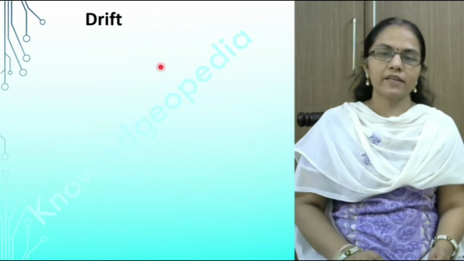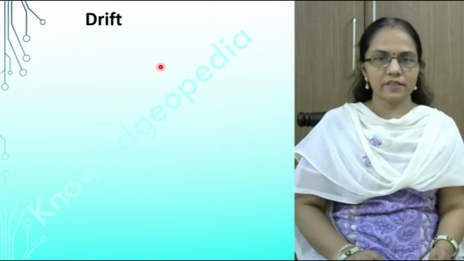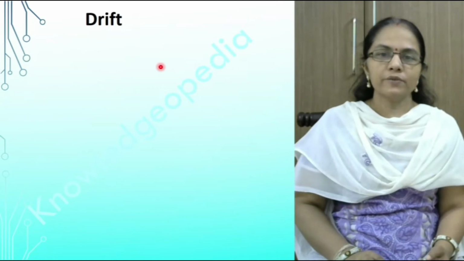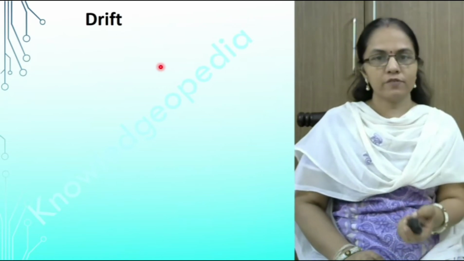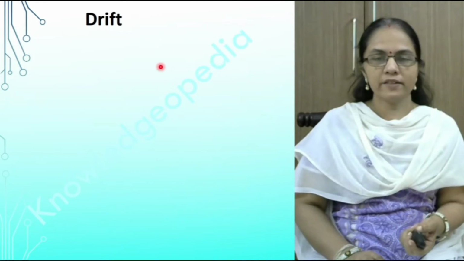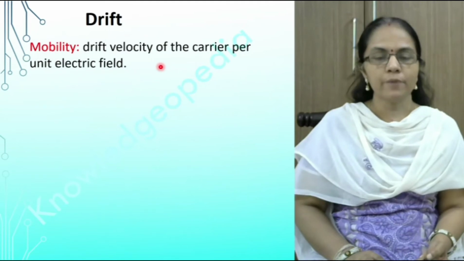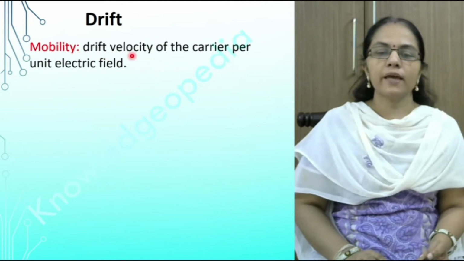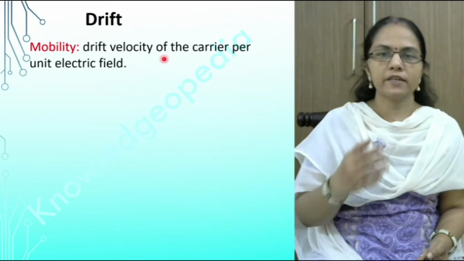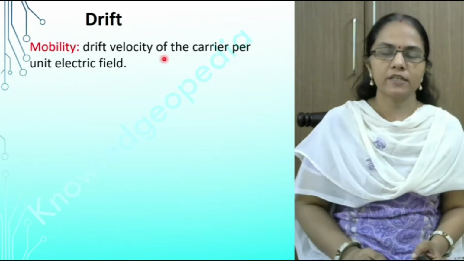Now we will derive the expressions for these drift currents. Before going to the derivation, let me tell you one physical quantity which plays a vital role in the derivation of drift current, that is nothing but our mobility. And mobility is known as the drift velocity of carriers per unit electric field.